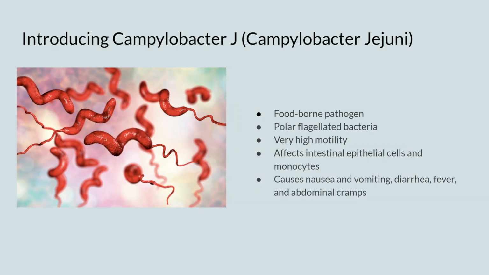Campylobacter jejuni specifically colonizes the mucus layer and intestinal crypts of the small intestine and invades intestinal epithelial cells and monocytes, which are a type of white blood cell. Symptoms of a Campylobacter jejuni infection include nausea, vomiting, diarrhea, fever, and abdominal cramps. Although Campylobacter jejuni invades both monocytes and intestinal epithelial cells, today we will be investigating the invasion of intestinal epithelial cells and how cell signaling is affected.